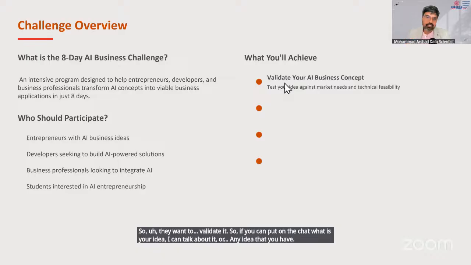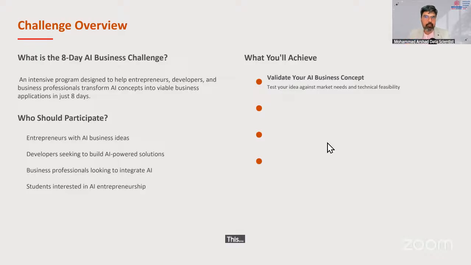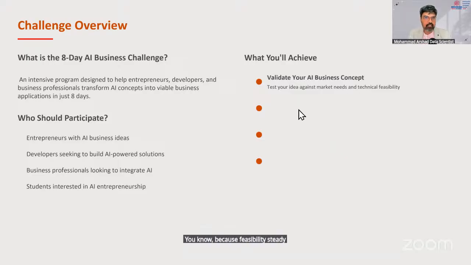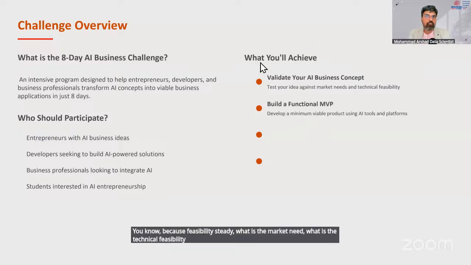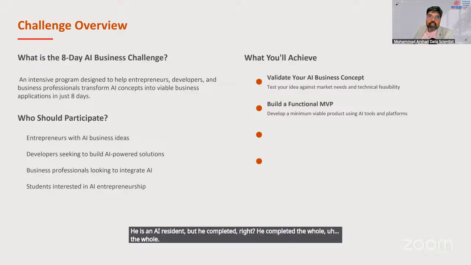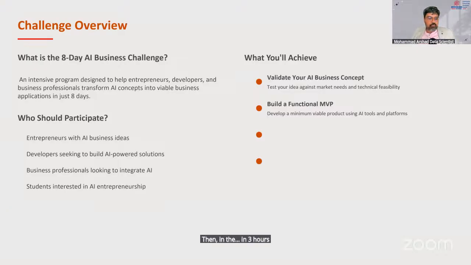This challenge is a good way of validating it and making sure everything is covered: the feasibility study, what is the market need, what is the technical feasibility, building a functional MVP, right? Some of the community members were non-technical people. They were worried, will I be able to build an MVP? And Sayed, as you know, is a non-technical person. He is an AI resident, and he completed it. He said that in the last 10 hours, in 3 hours, he built 5 applications. If you remember, every one of you remember, right?